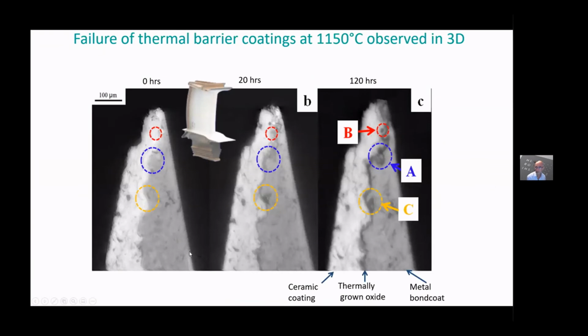We can also look at oxidation and corrosion below films. So in this case, we have a thermal barrier coating. So this is an aerospace application where we have a substrate, we have a thermal barrier coating, and we have a thermally grown oxide. And you can see over time from 0 to 20 to 120 hours, you can see how the thermally grown oxide is forming at the joint between the thermal barrier coating and the metal substrate. And we can also see how certain kinds of defects are starting to form at that interface.